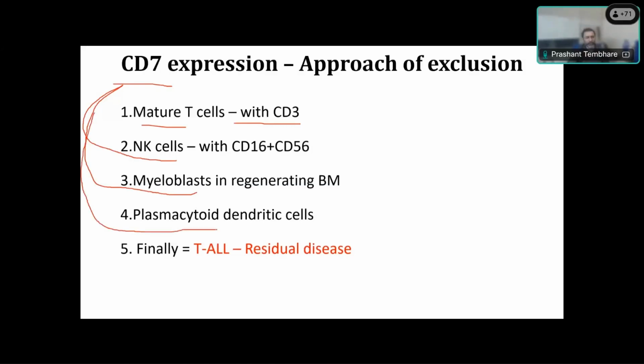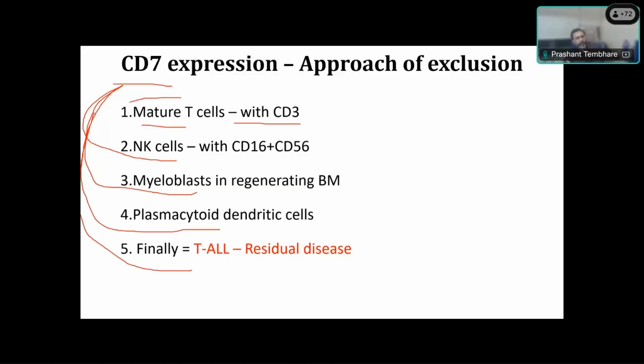We know the PDC, that is plasmacytoid dendritic cells, also express CD7. And of course, our residual disease expresses CD7. So we know CD7 is expressed in 5 types of cells, right? So once you identify cells, if we have 5 types of cells which express CD7, then what we have to do is identify and remove this population one by one.